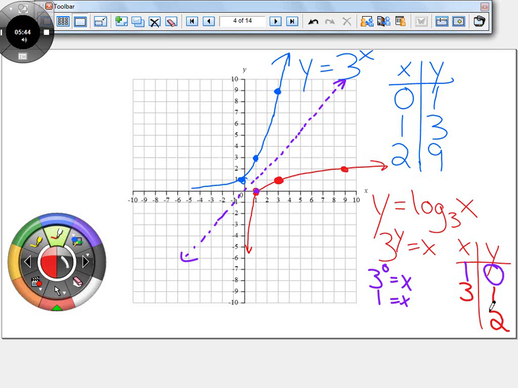So 3 squared, that's 9. That's why I have the point 9, 2 right here. You notice that the x and y are exactly switched because these are inverses of each other, and they reflect over the line y equals x. So this is the line, of course, y equals x. Probably should have had that before. So y equals x. All right, cool.